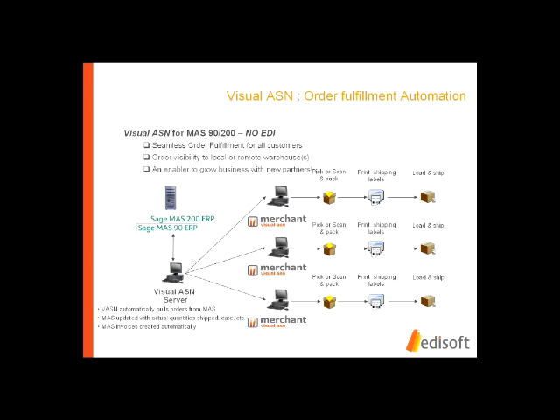Another very unique capability of Visual ASN, due to its integration architecture, is that it can support the processing of both EDI and non-EDI orders once the order information has been posted to the sales order module in MAS90-200. Visual ASN can also be used to meet the requirements of 3PLs or third-party warehouses. Furthermore, Visual ASN can be deployed via terminal services or Citrix across geographically dispersed locations.